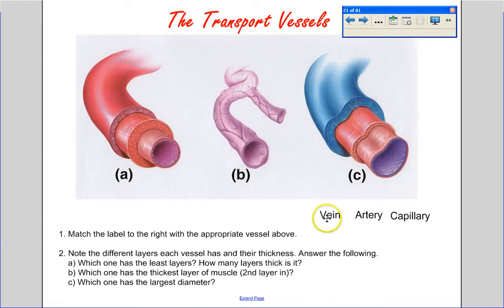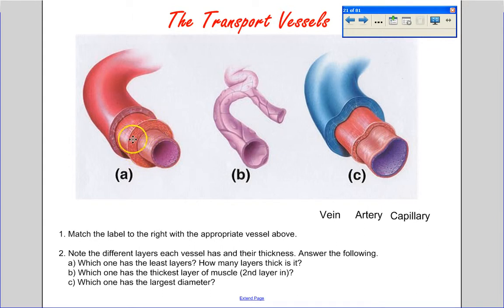And so we have an outer epithelial layer. So this is an outer epithelial layer. This is an inner endothelium. And then there's a muscular layer in between.